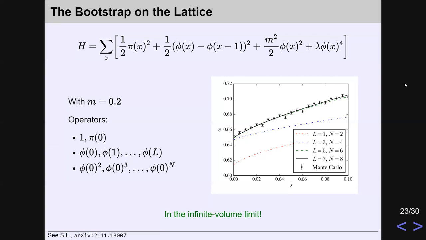Okay. Now this is underwhelming because the Monte Carlo was a lot easier to do than it was to write the code to get these lines. Okay, so you shouldn't be impressed.